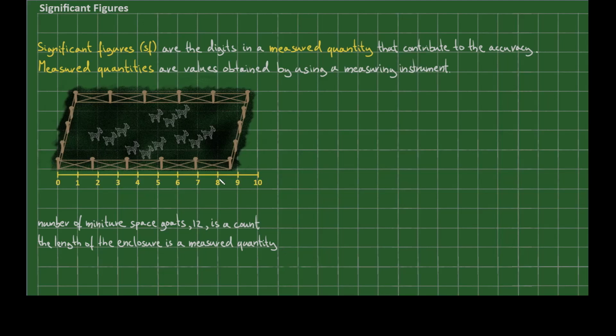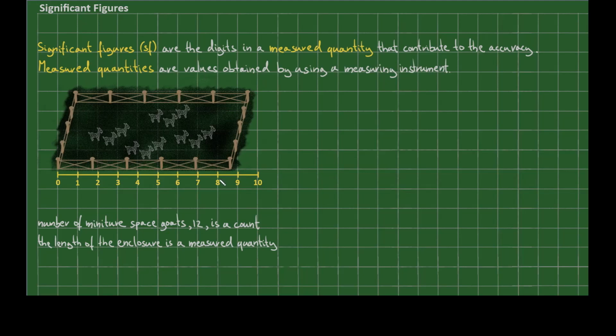According to the intervals on this measuring instrument, the length of the enclosure is somewhere between 8 and 9 meters long. Yes, the enclosure is longer than 8 meters, but the only thing I can say with certainty, based on this instrument, is that it is 8 meters long. Anything else, and I'm guessing. This measurement would only have one significant figure, the 8 on the interval.